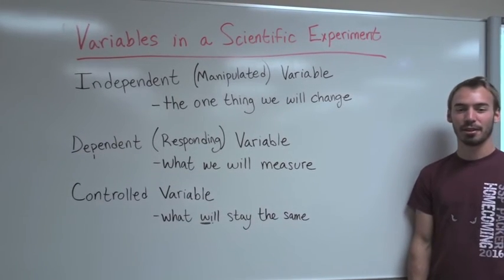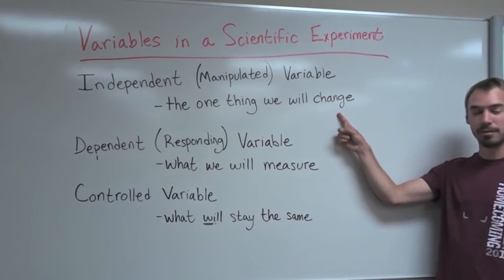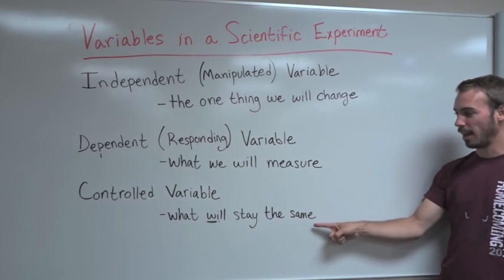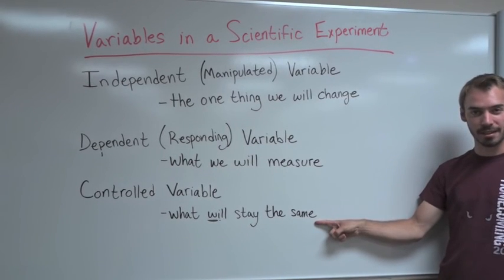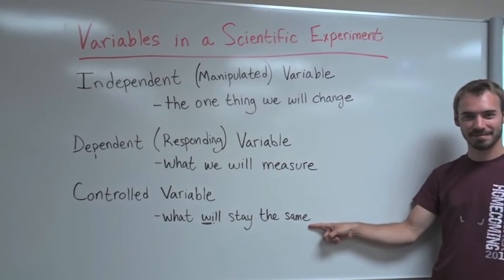Let's review. There are 3 types of variables in a scientific experiment. The independent variable, what you will change, the dependent variable, what you will measure, and the controlled variable, what will stay the same. Now you're ready to run your own scientific experiment.